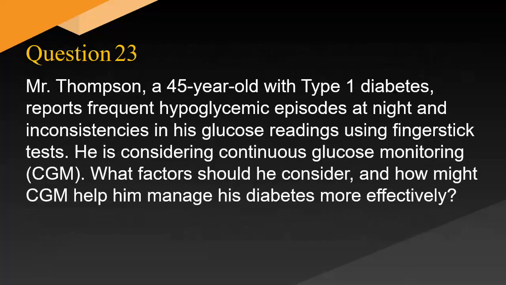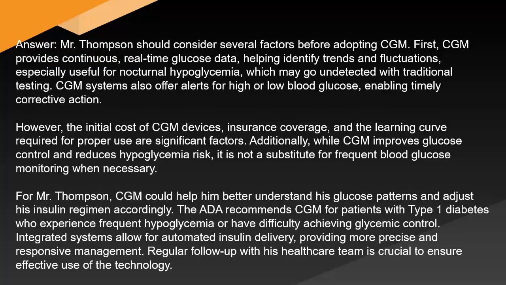Mr. Thompson, a 45-year-old with type 1 diabetes, reports frequent hypoglycemic episodes at night and inconsistencies in his glucose readings using fingerstick tests. He is considering continuous glucose monitoring (CGM). What factors should he consider, and how might CGM help him manage his diabetes more effectively? Answer: Mr. Thompson should consider several factors before adopting CGM.